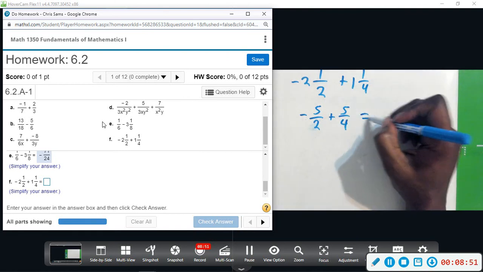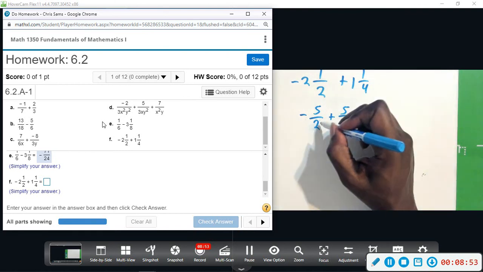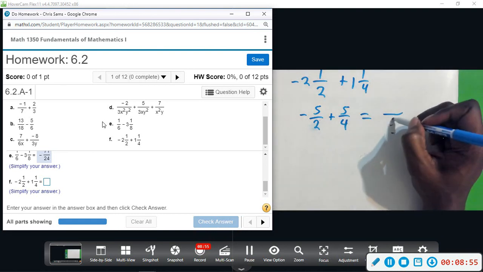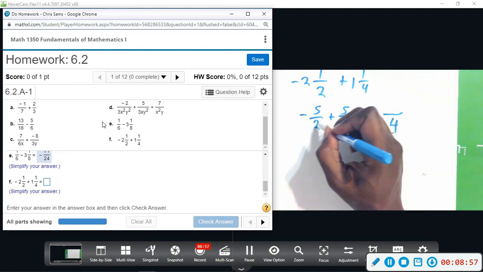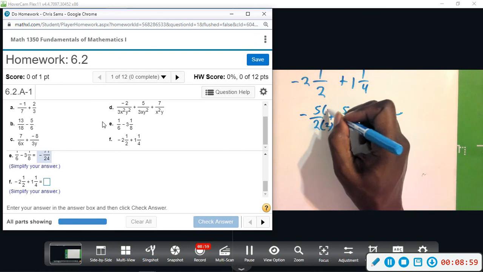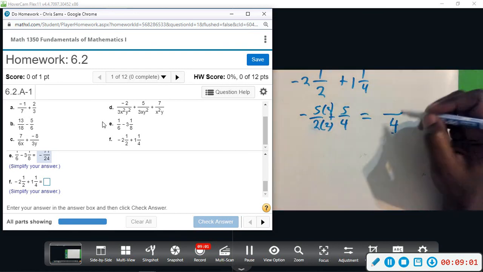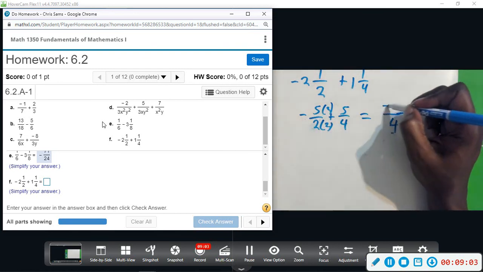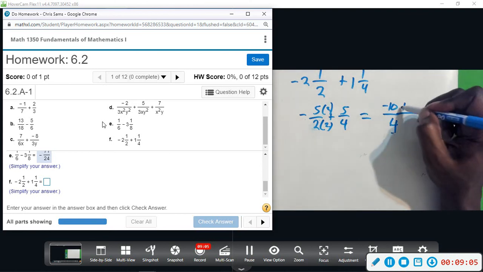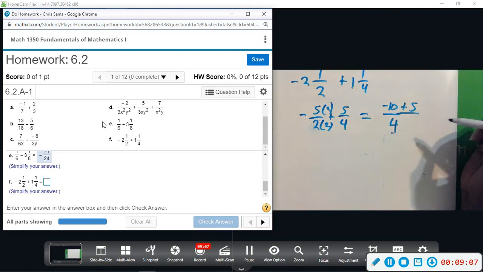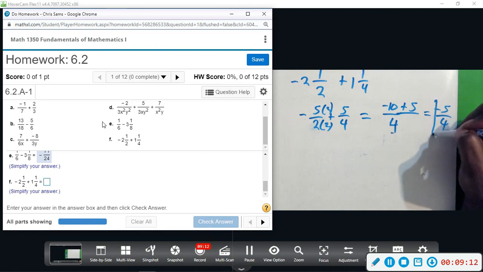4 times 1 is 4 plus 1 is 5. Okay, so we need to get a common denominator, which is going to be 4. So we need to multiply by 2, top and bottom on the first fraction. That would give us negative 10 plus 5. Second fraction will stay the same, so this will give us negative 5/4 altogether.